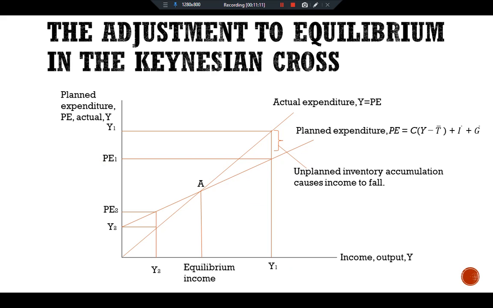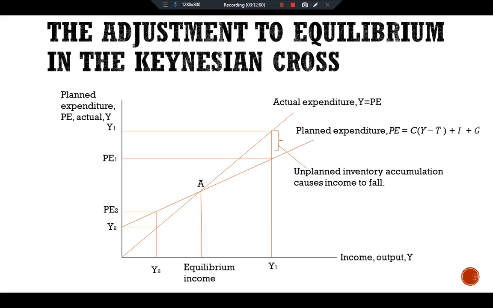This inventory accumulation induces firms to decrease production, and the economy can reach this point A. If the economy is working at this point, it will move towards point A. Similarly, if firms are producing at Y2, then planned expenditure PE2 exceeds production, and firms run down their inventory. This fall in inventories induces firms to increase production.